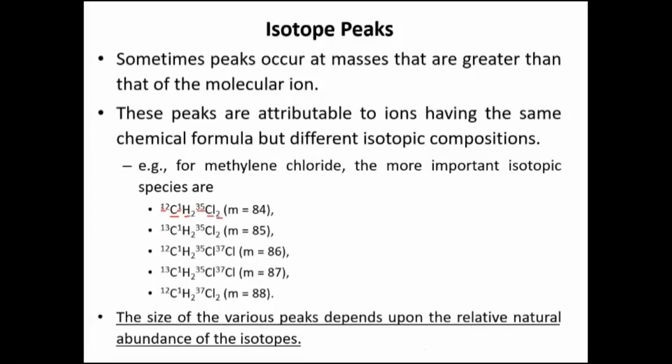The other possibility is that C12 is replaced by C13. Another possibility is one of the Cl is replaced with Cl37. Another possibility, there is one C13 and one Cl37. And the next possibility, both chlorines are 37 and you have C12 here. There will be one more possibility which is extremely rare, where you have both chlorines as 37 and carbon also 13. Extremely rare, but that is also possible.